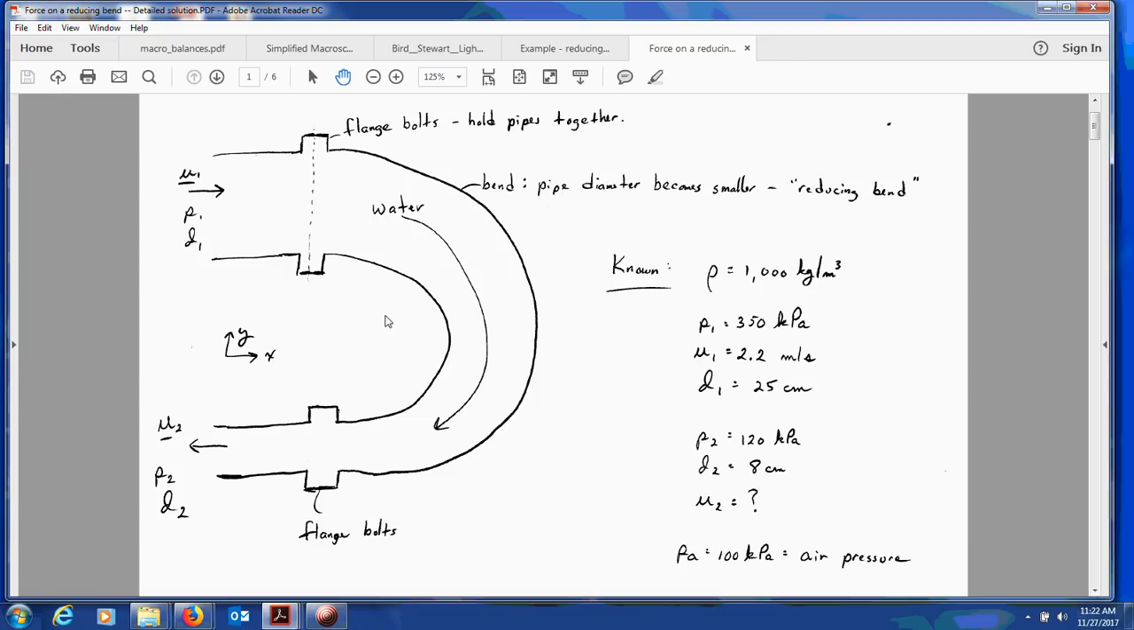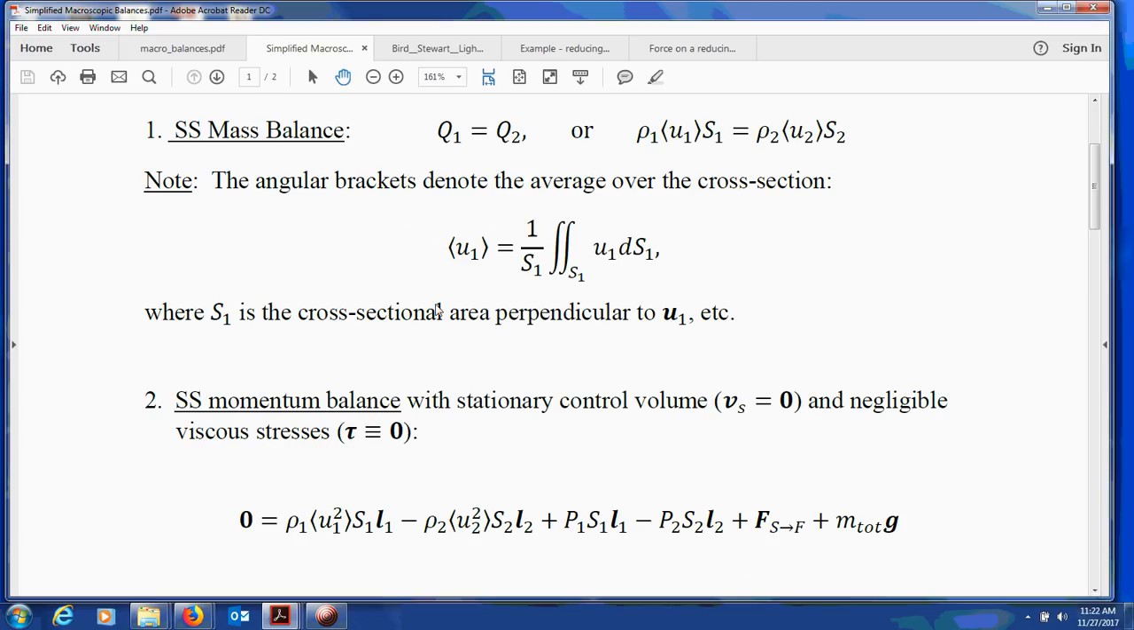Now if we look at the momentum balance in the simplified macroscopic balances, for example, we need to know density, cross-sectional areas, which we know, pressure at 1 and 2, which we know. The force, FSF, is the thing we want to actually compute. We're told to neglect the weight of the water, so we can neglect this m total g term. So the only thing we don't know is the mean velocity at position 2 in the system.